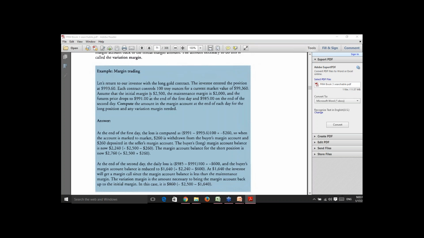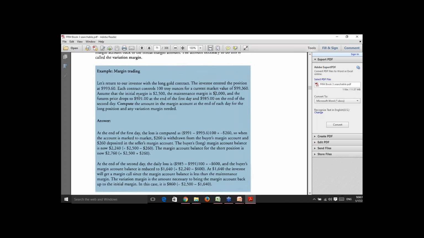Assume that the initial margin is $250. I'm so sorry. The price was around 993 for one troy ounce, and the total value for that is 99,360 for 100 troy ounce. And to buy one future contract, the investor has to pay around $2,500. And the maintenance margin is $2,000, which means if he has a loss of $500 or more, he will get a margin call. So his account balance should be $2,000.